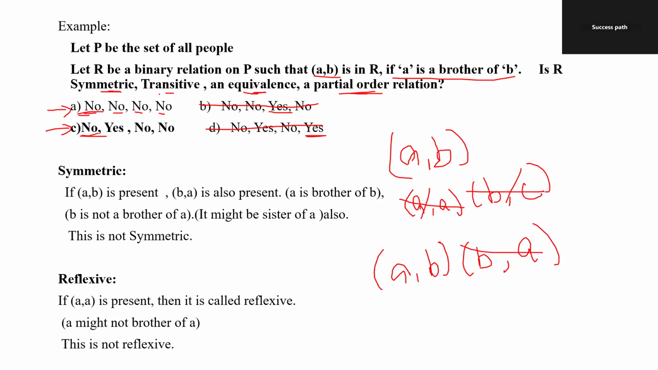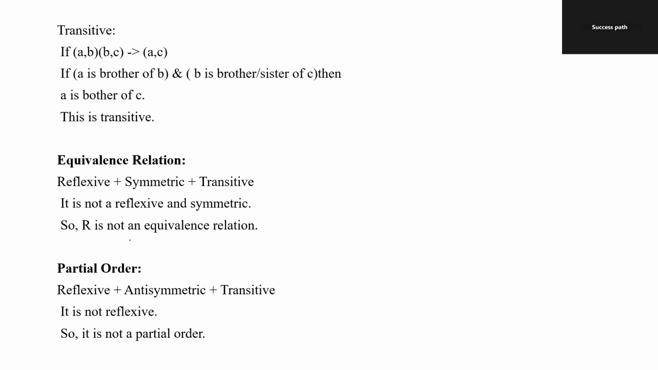And transitive will always be there. Transitive: A, B is there, and B is a brother of C, so automatically it will go for transitive. So the answer will be this one. Okay. So I have given these derivations for your purpose. Kindly check it. If you have any doubt regarding that, you can ask again.